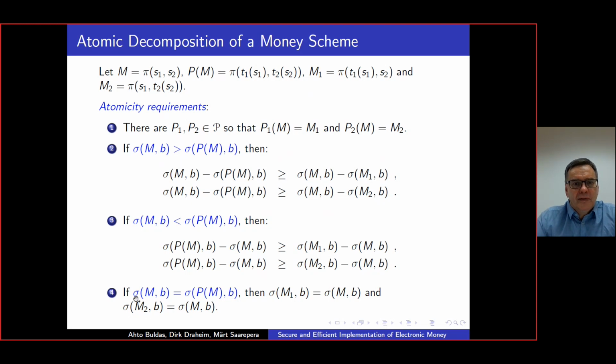And if the payment does not change the money owned by B, then in M1 and M2 nothing should be changed with B. So third parties' money is not changed by those erroneous payments.